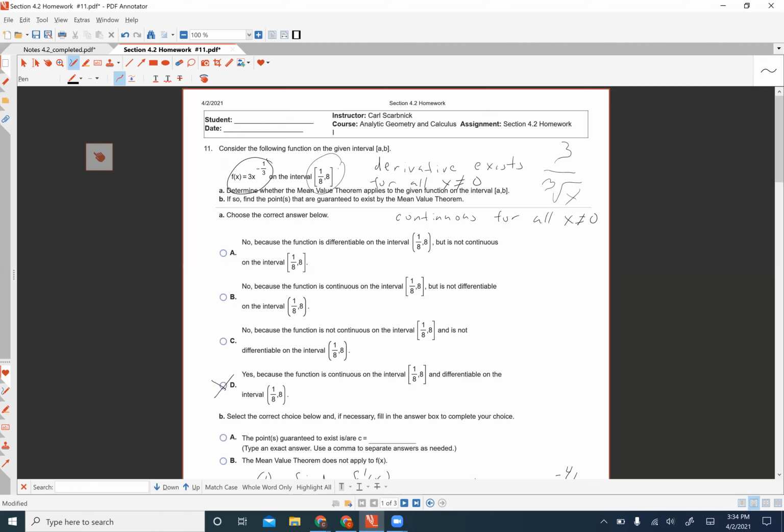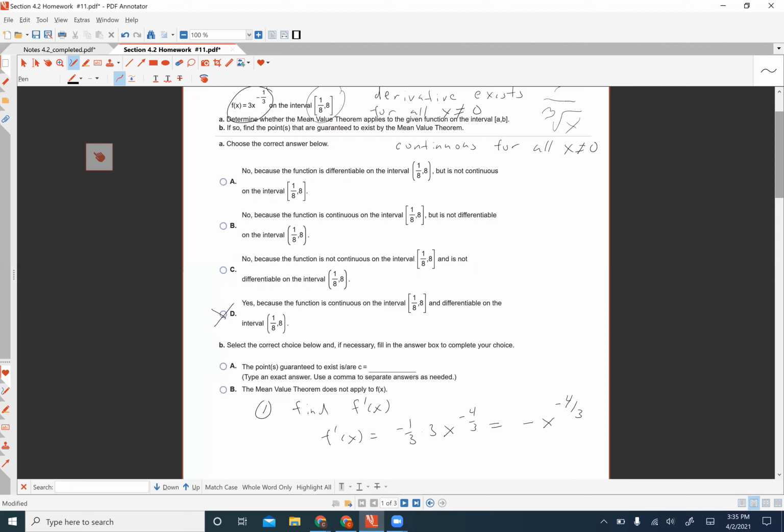And if you take the derivative, once again, you're going to have 1 over x to the 4/3. Again, the only place where it wouldn't be differentiable is x equal to 0. So it's continuous on the closed interval 1/8 to 8, and differentiable on the open interval. So the answer is D. I didn't even read A, B, and C because I knew the answer was yes. There's only one yes. I know the mean value theorem applies because it's continuous on the closed interval and differentiable on the open interval.